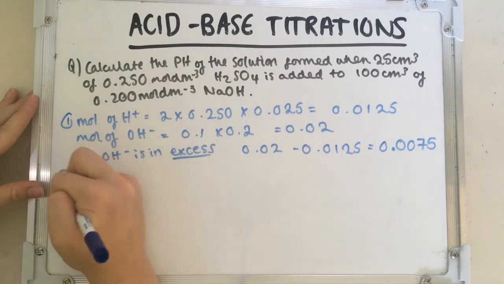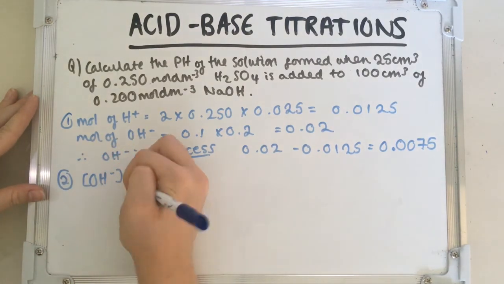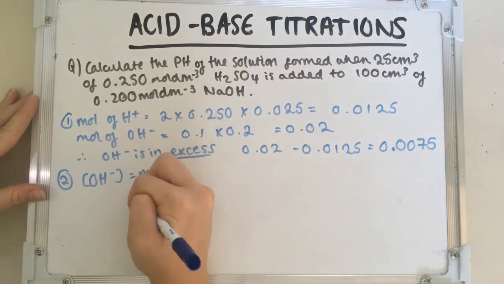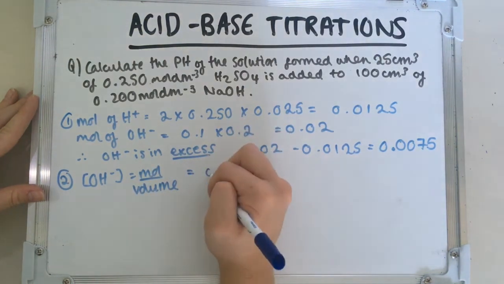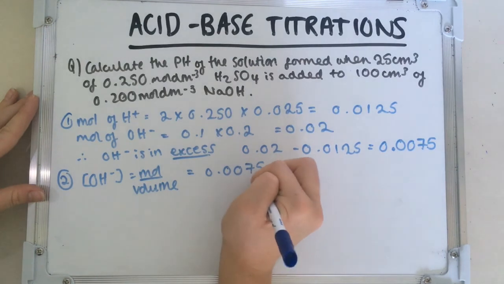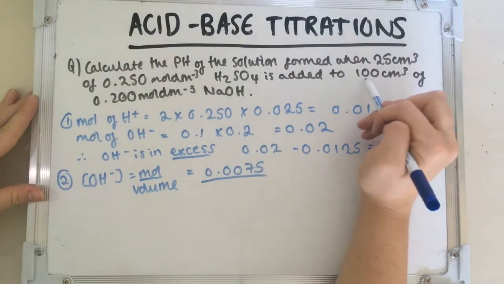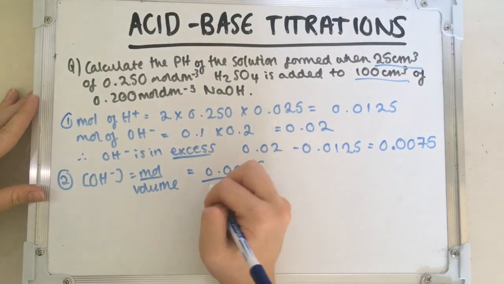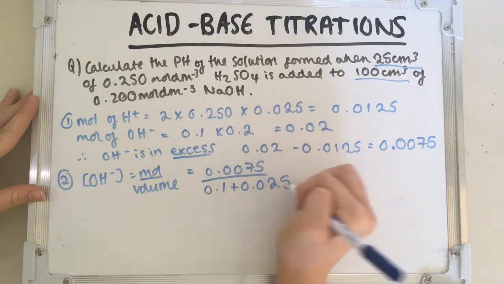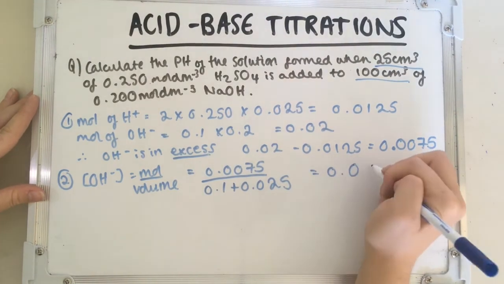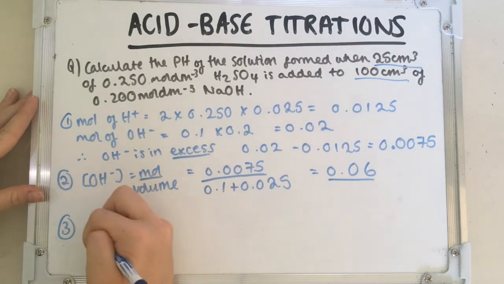Next, you need to work out the concentration of the thing you have in excess, in this case OH- ions. However, in other questions it may be hydrogen ions. So to do this we use moles divided by volume. We have 0.0075 moles, and for the volume we need to use the entire volume, which means you need to add the two volumes of the acid and the alkali together. And that gives us 0.06 moles per dm cubed.